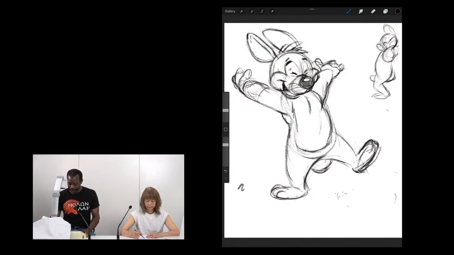Okay, so, all right. Actually, I'm enjoying this drawing too, so I'm gonna have to stop myself. Because I am having fun drawing this.